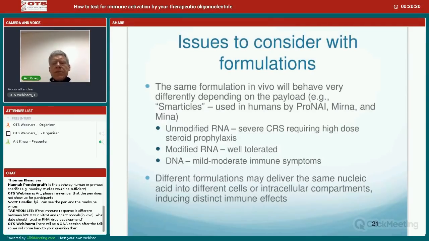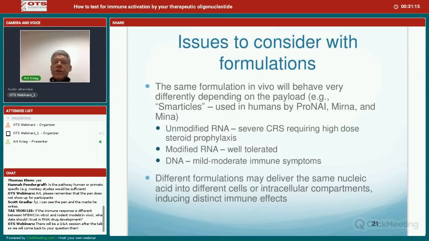Now, I wanted to make a few comments on formulations as well, and make a point that when you're using formulated nucleic acids, you have now two components of your drug that can be interacting with the immune system, the formulation and the payload. And we actually have some interesting data where the same formulation, Smarticles, has been used in humans by 3 different companies, Pronai, Myrna, and Mina. And in the case of Myrna, they were using this formulation to deliver an unmodified RNA.